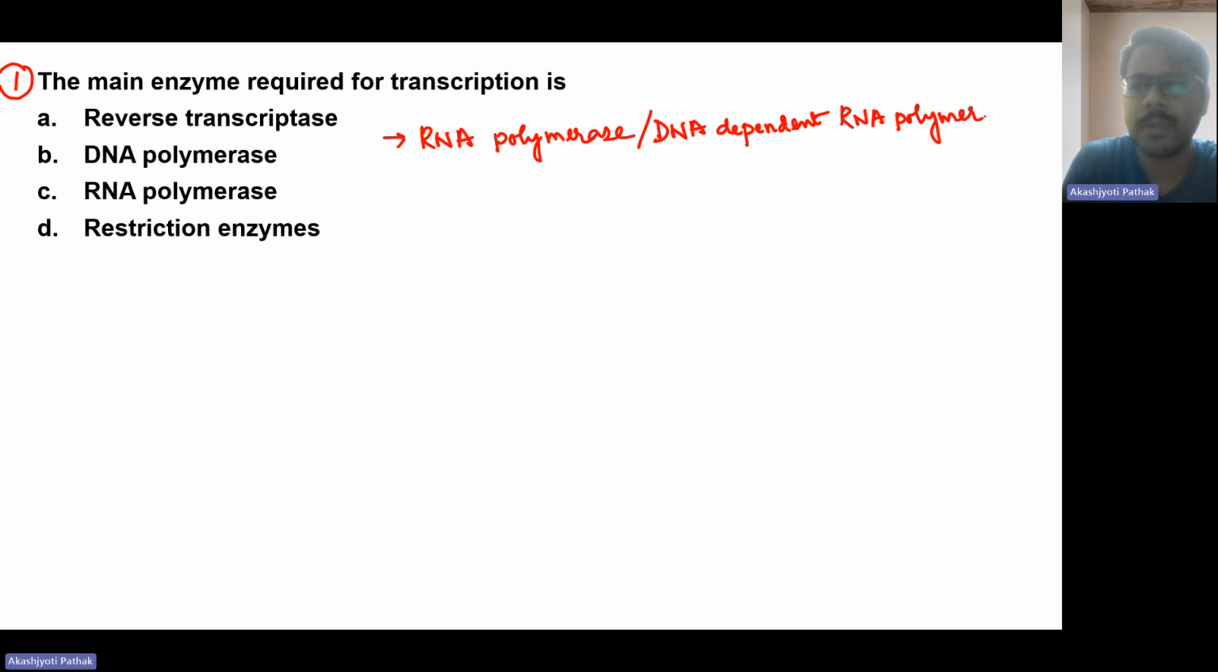Why is it called DNA-dependent RNA polymerase? It is because the DNA is used as the template, and using DNA as a template, the complementary RNA sequence is synthesized, right? And what are the differences between replication and transcription? In replication, both the strands separate, and each strand acts as a template for synthesis of a new daughter strand. But in case of transcription, only one of the strands will act as the template.